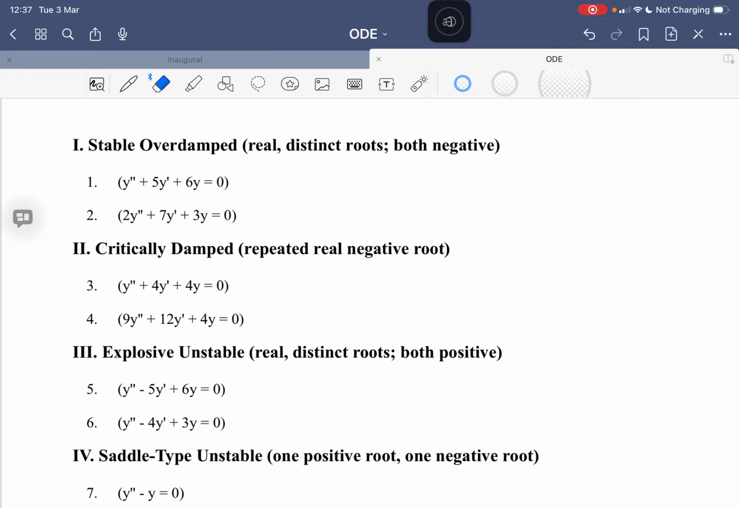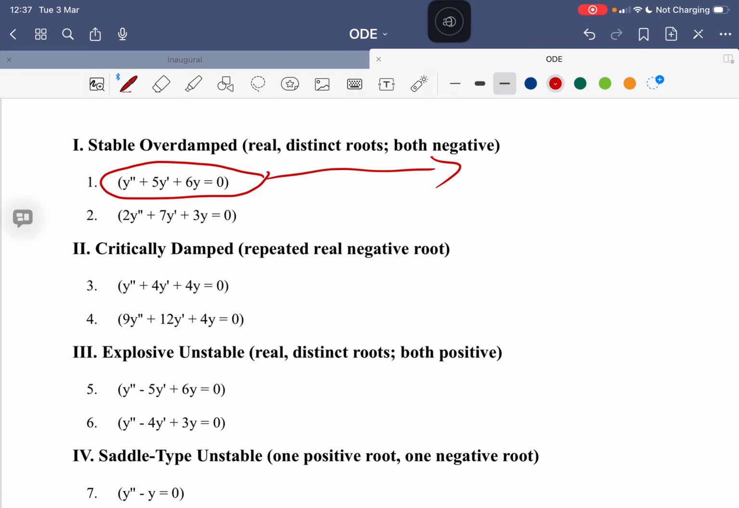Now we are going to illustrate the use of the auxiliary equation to evaluate the solution to our second order differential equation. For instance, we can take one example among those examples I listed. So let's say we are going to solve this differential equation.